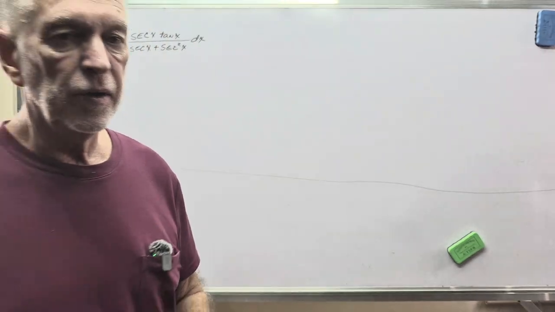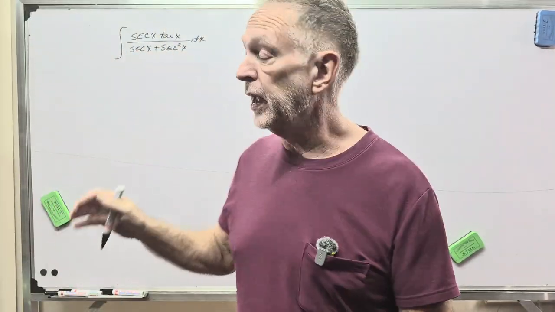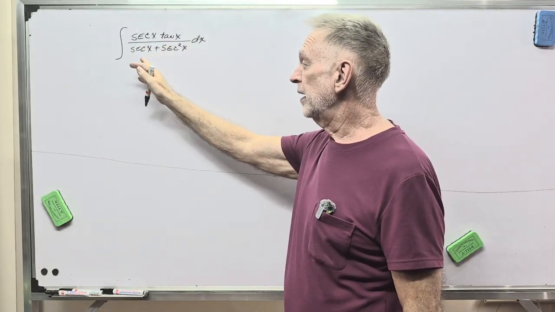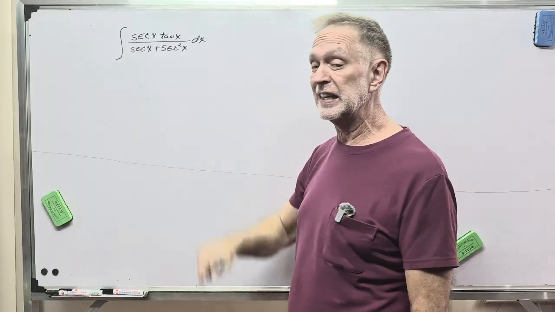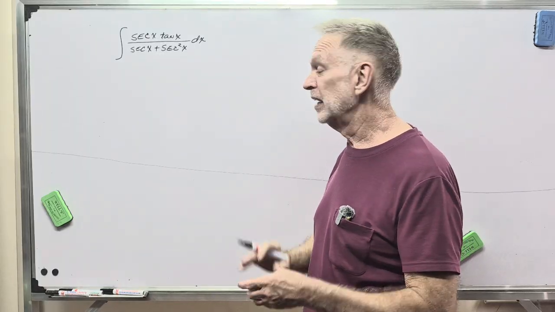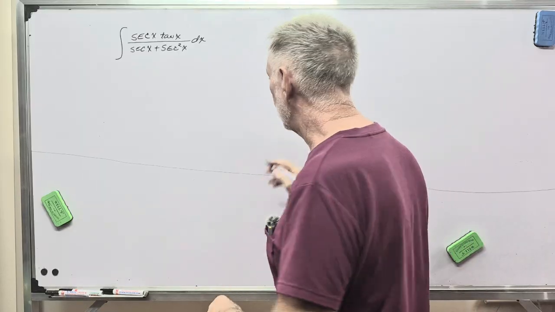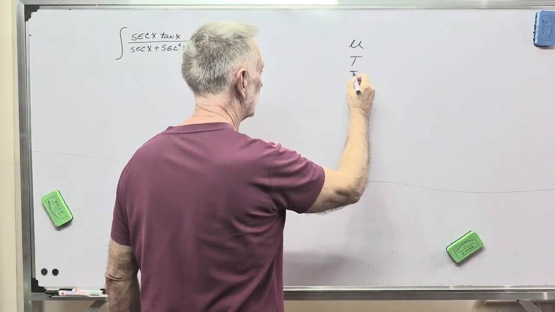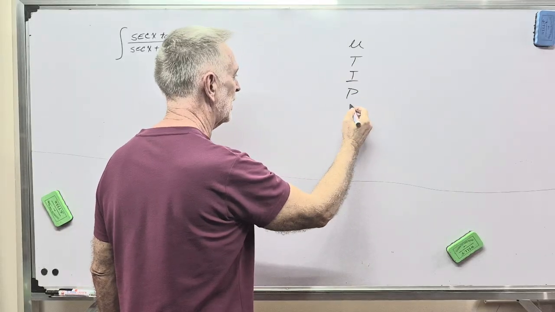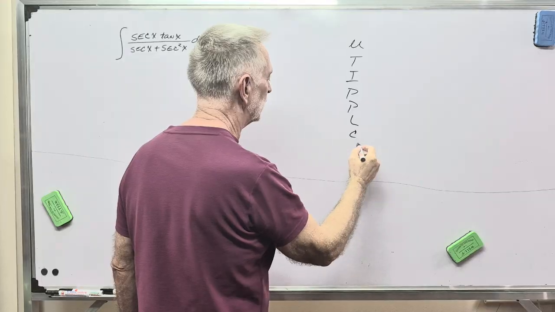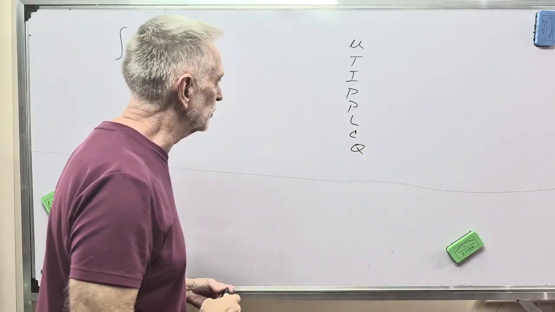Hey guys, Dr. Brown here, and tonight we're working on the integral of secant x tangent x divided by secant x plus secant squared x. Whoa, what to do? All right, let's get after it. If you follow the channel, we have the tools that we use: u-sub, trig sub, integration by parts, partial fractions, power reduction, long division, completing the square, and method of quadratics.